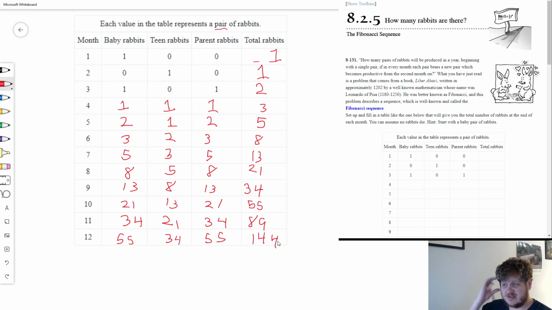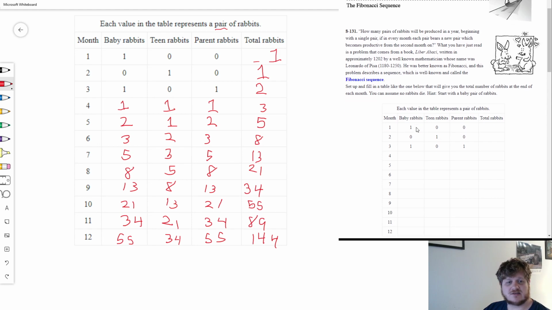Now, as you look at this sequence, you can notice that the way it works is we're just adding the previous term with the current term. We start with 1s and we add them together. So 1 plus 1 is 2, 1 plus 2 is 3, 2 plus 3 is 5, 3 plus 5 is 8, 5 plus 8 is 13, 8 plus 13 is 21, so on and so forth.